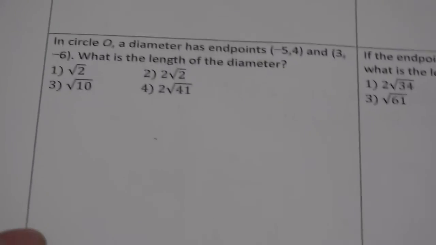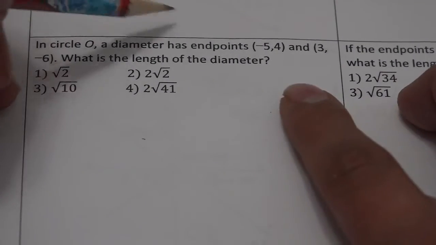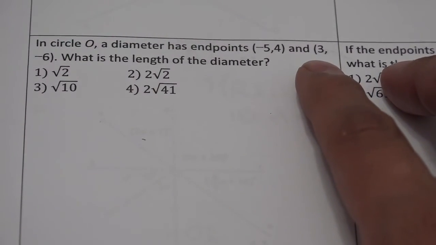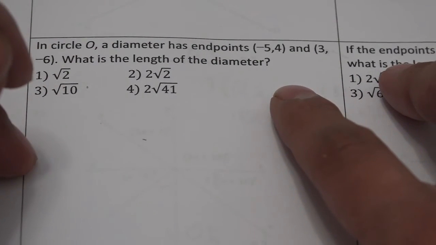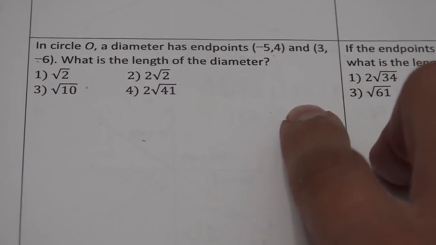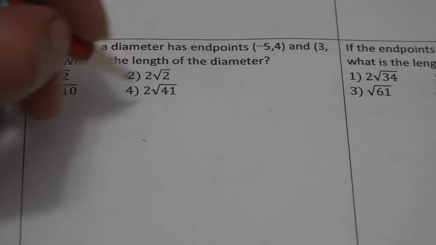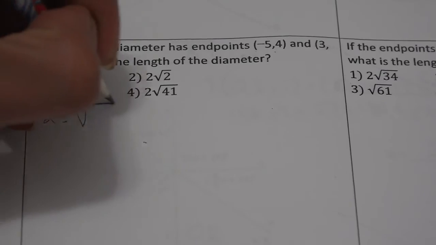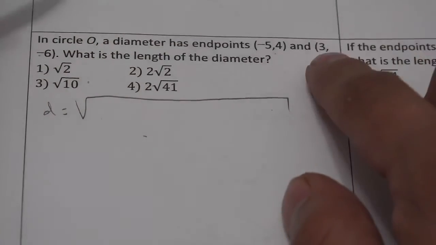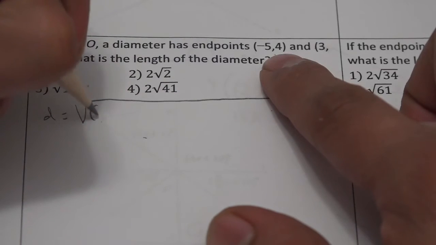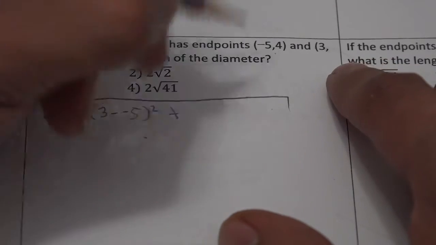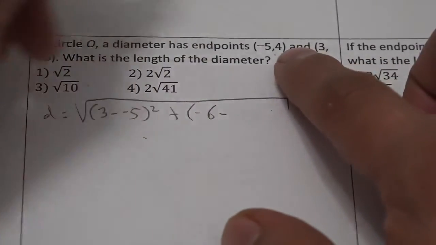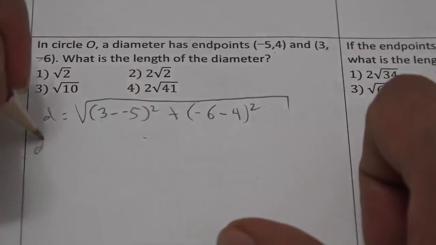Alright, here in circle O, the diameter has endpoints of negative 5, 4 and 3, negative 6. What is the length of the diameter? Okay, they want length, so you gotta use the distance formula. So x1, y1, x2, y2, and then you follow the same. So let's see, x2 minus x1, so that's 3 minus negative 5, and then we square it, plus, okay, y2, negative 6, minus y1, 4, squared.